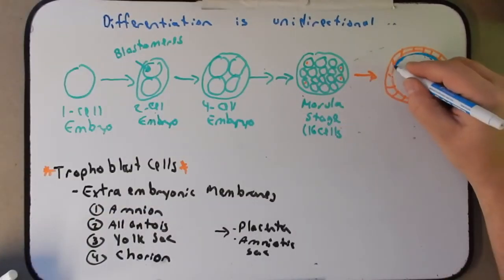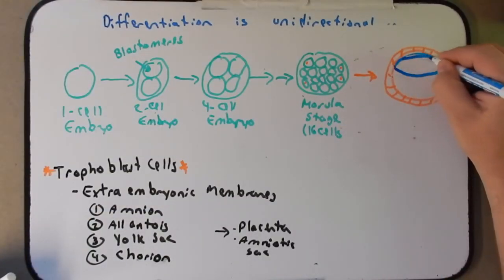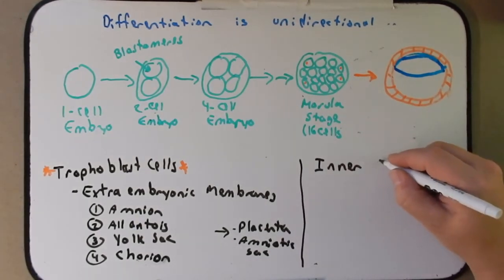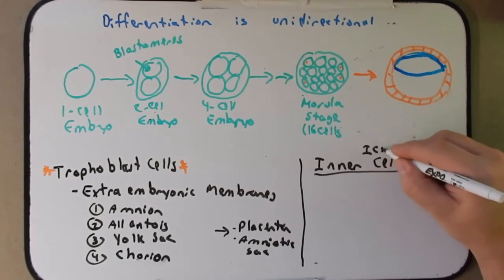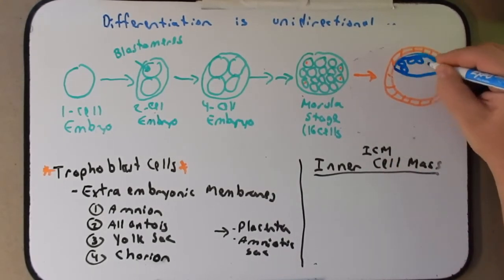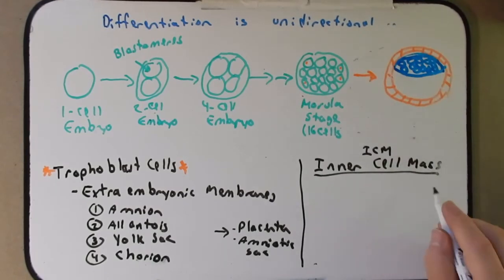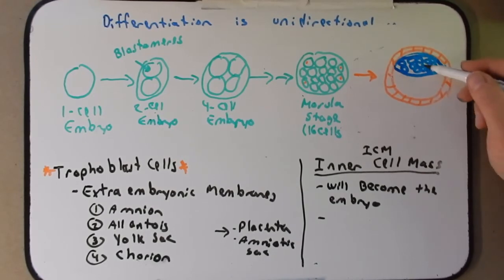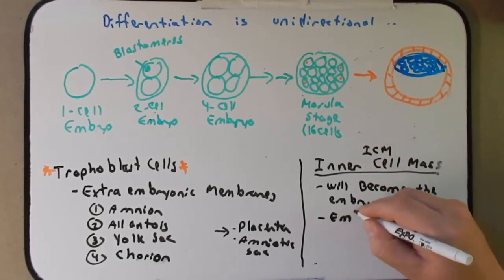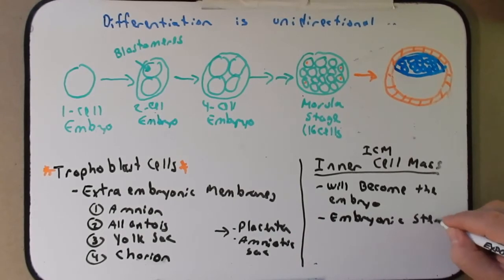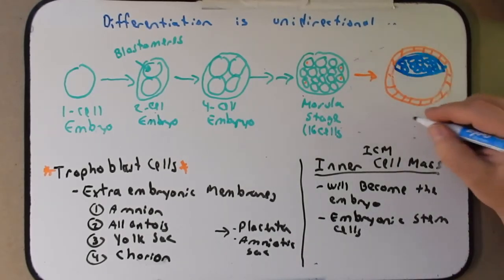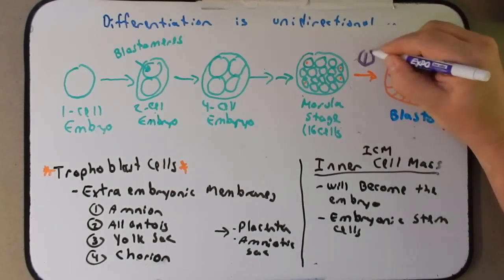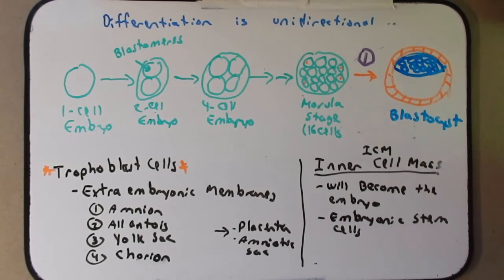And these other cells will go on to form this structure here. This is known as the inner cell mass, which we'll often just refer to as ICM. So in here we'll have all these cells. These cells in the inner cell mass will become the embryo. This is what we refer to as embryonic stem cells. This new structure here we call the blastocyst. This marks the first stage of cellular differentiation.